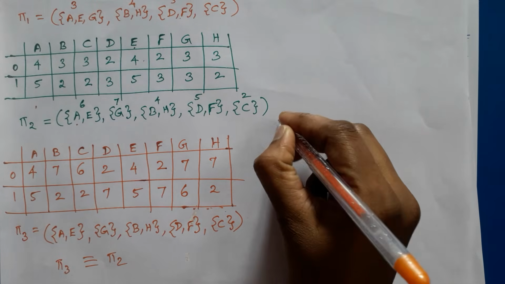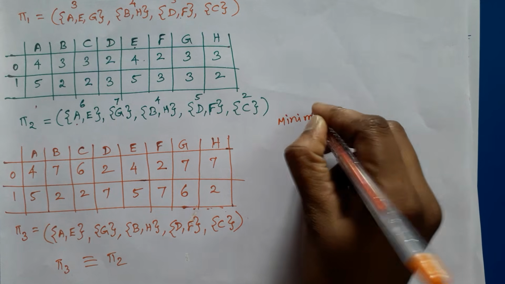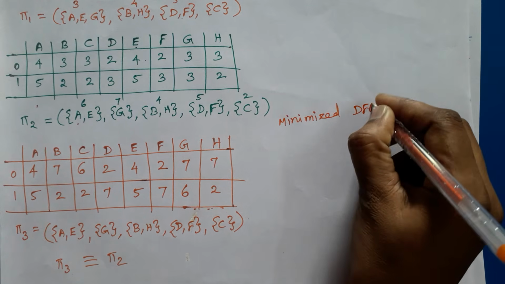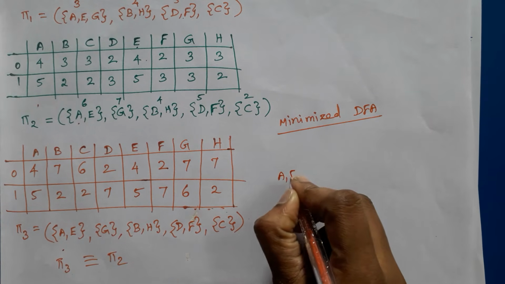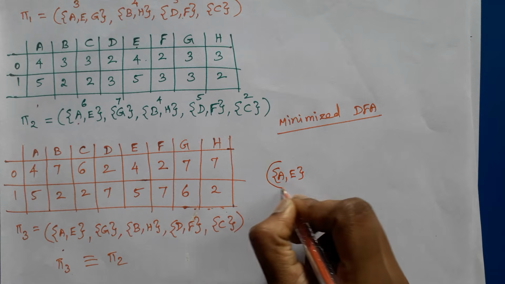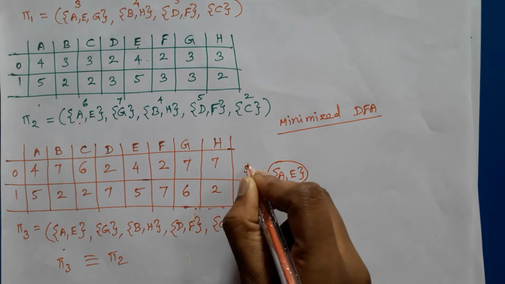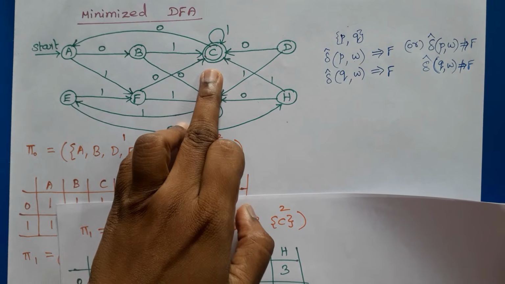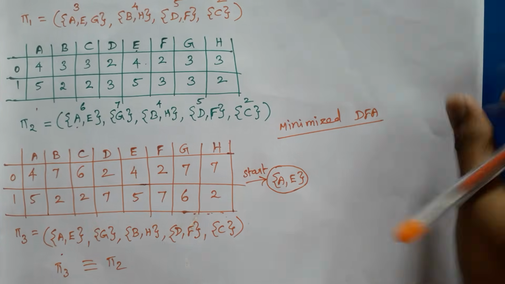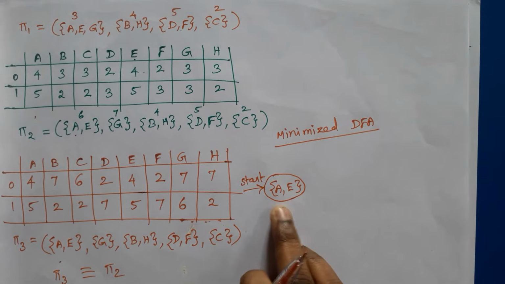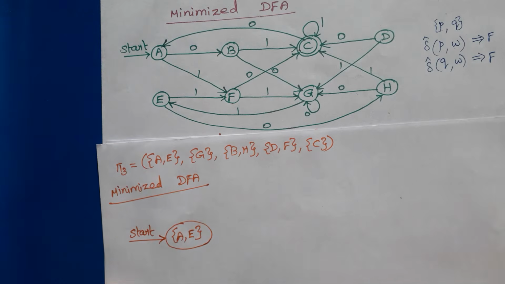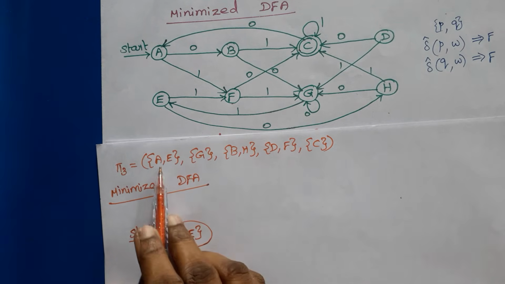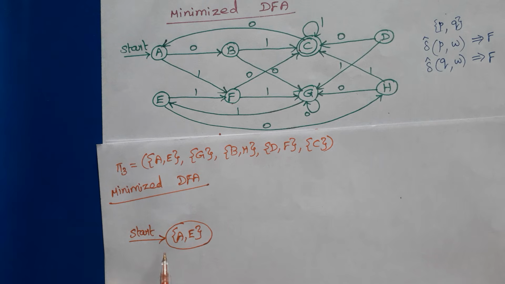So the minimized DFA diagram: AE is a single group, so we consider AE as a single state. A is the start state, because the start state of the DFA is A, and the final state is C. So we consider this group AE as the start state for the minimized DFA.